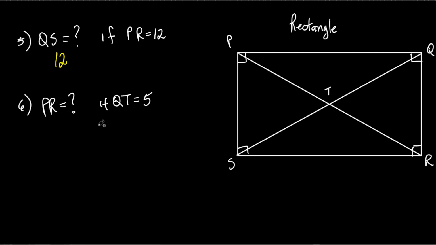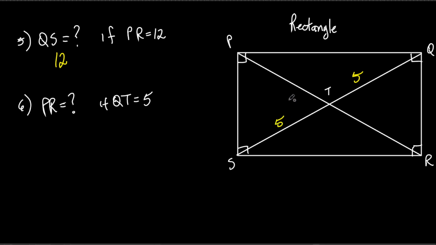PR. Okay, so let's do QT. Let's write it in here first. So QT is what? 5. So this little bit is 5. We're trying to find PR, right? But very similar to the last problem, remember, the whole diagonal is equal to this whole diagonal. But this time they only tell you half of the diagonal. What's this little bit right here going to be? TS. That's going to be 5.